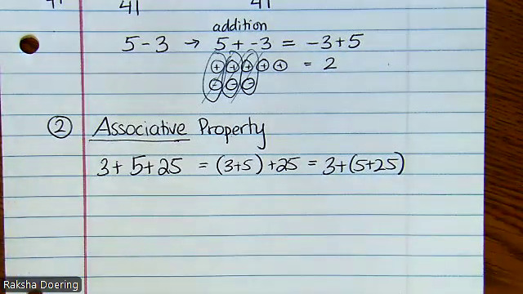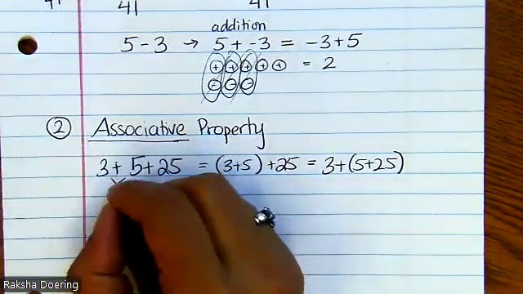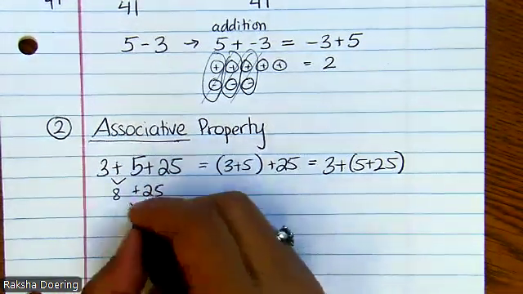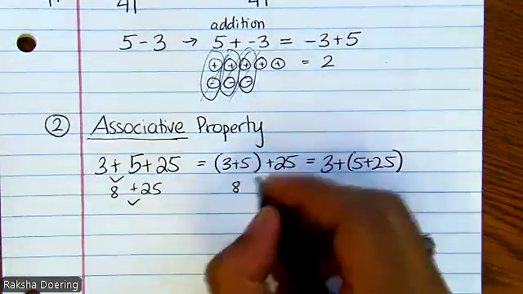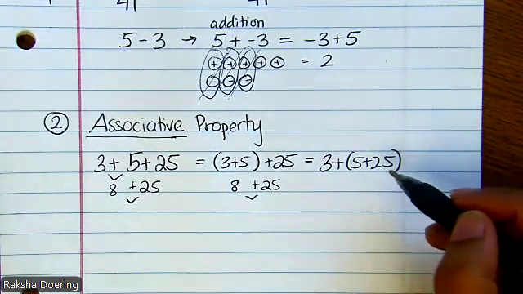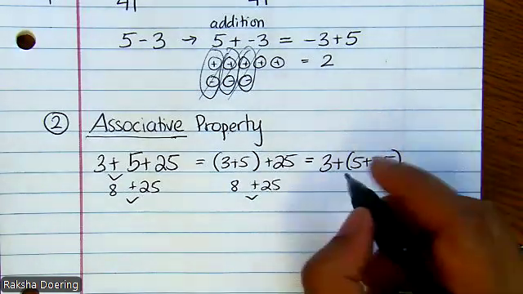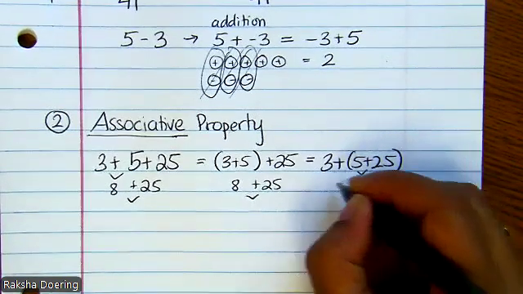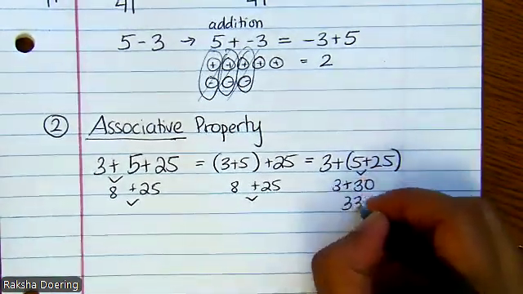And again, this is just about what would make a problem easier. So here I would get 3 plus 5 is 8 plus 25 is something. Here I would get 8 plus 25 is something. Here, if I choose to do this one first, I could do 5 plus 25 is 30. So I get 3 plus 30 is 33.